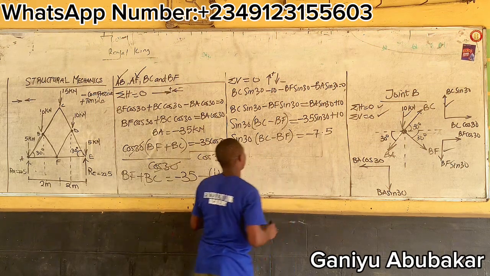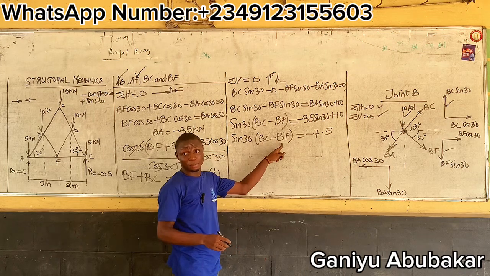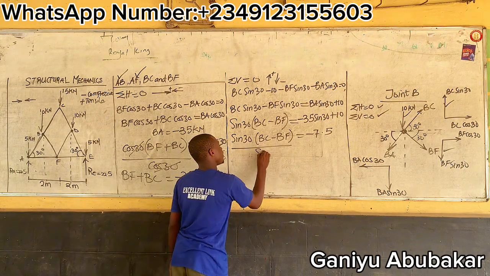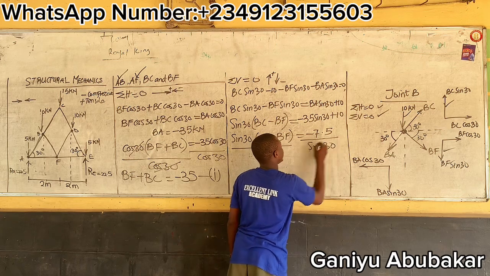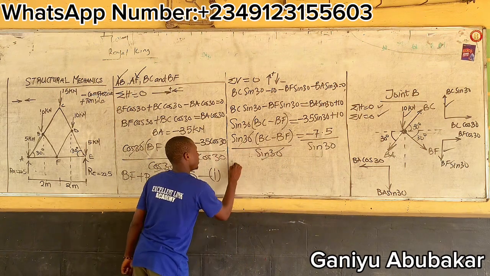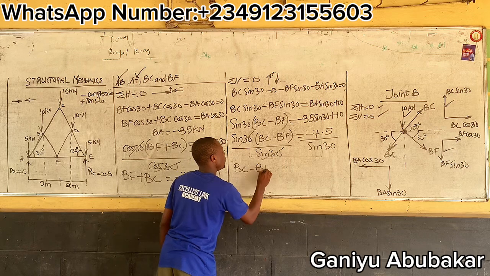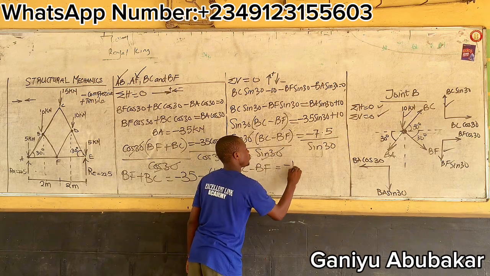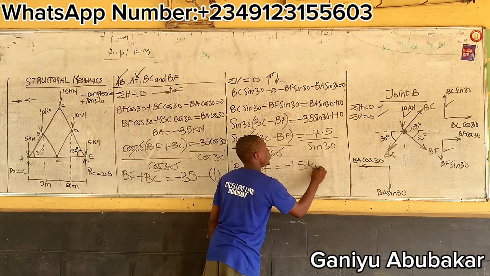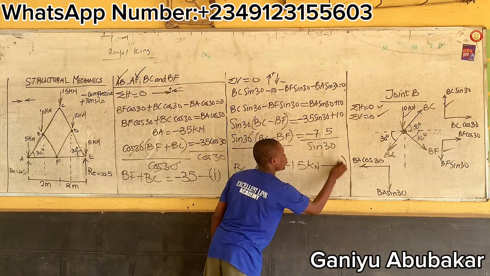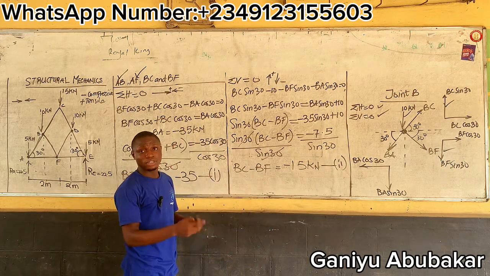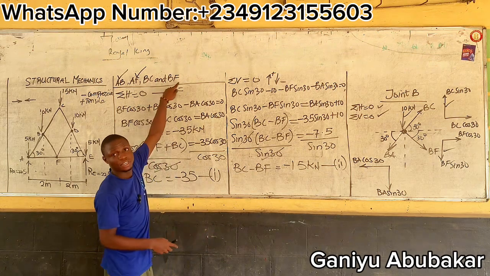Now look up. I'm looking for BC minus BF. So divide by sin 30. Sin 30. What answer there? BC minus BF is minus 15. Call this equation 2. So I'll bring out 1 and 2 and solve to get BC, and I'm done.